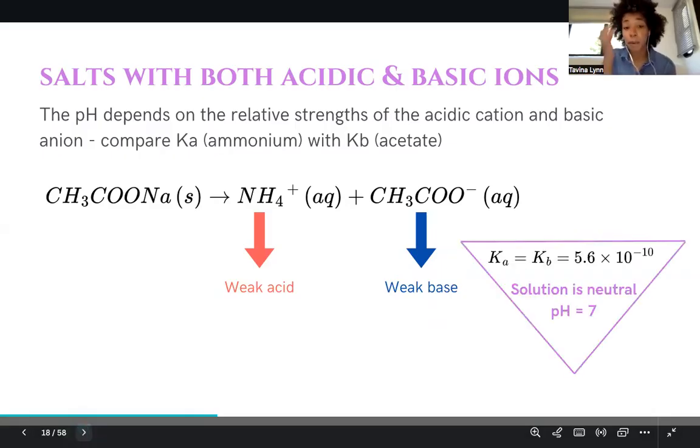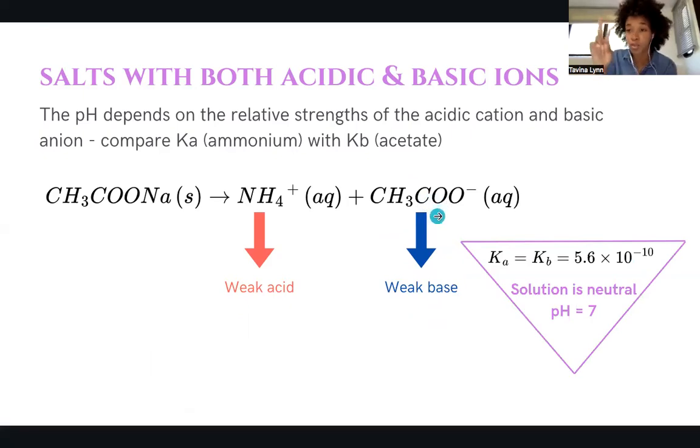In this example, if you were to look this up, you would find the Ka for acetic acid, and we can use our relationship with Kw to find Kb. It turns out that the Kb for acetate is 5.6 times 10 to the minus 10, and the Ka for ammonium is the same number. So in this case, our Ka and Kb are equal. So the solution would be neutral. It would be a pH of 7.